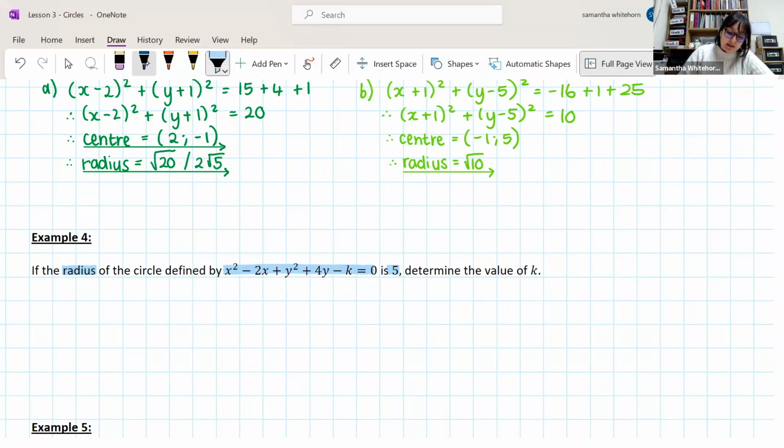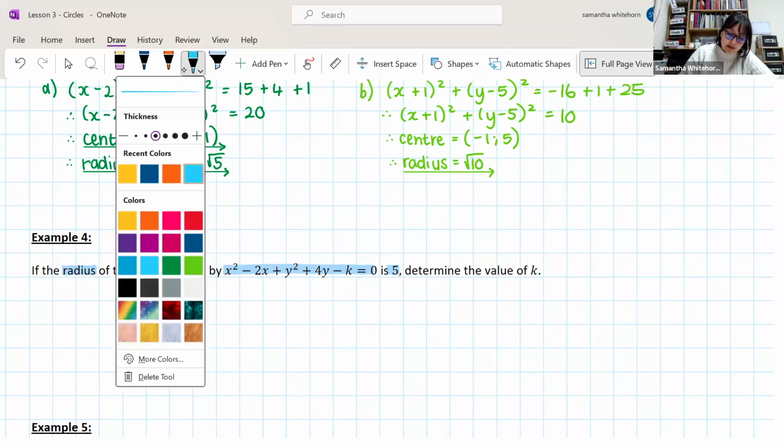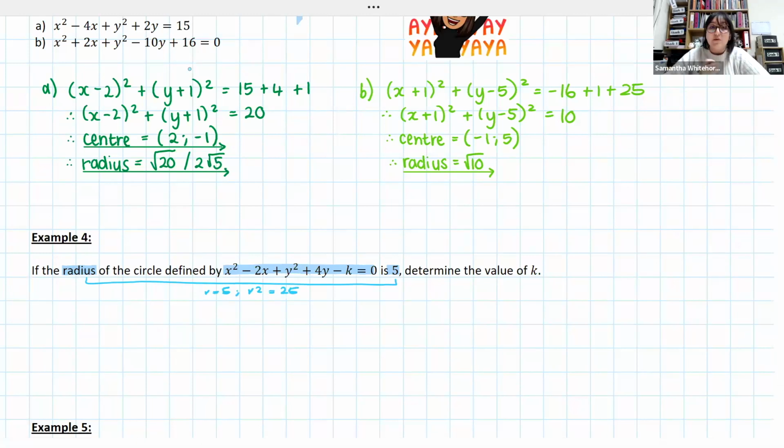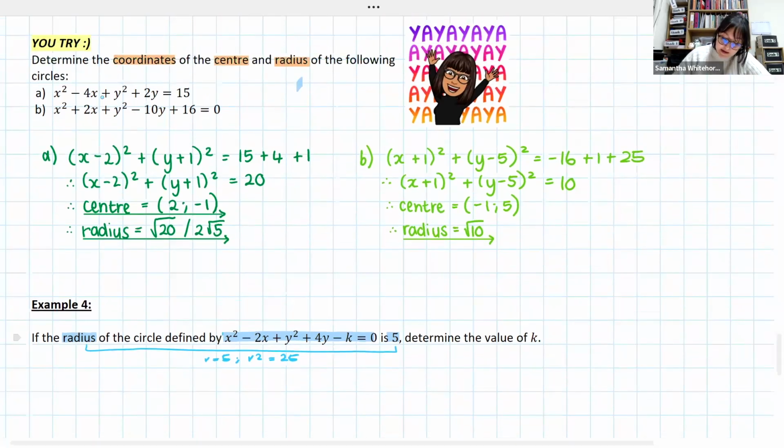So what we need to realize is that I've actually told you exactly what the radius is. I said, if the radius of the circle is 5, so that means your radius is 5, which means r squared is 25. You have all of that information. You have got the equation of the circle. And we should remember that this minus k is the constant. So it is relating to your radius, because remember the constant goes over onto the right-hand side. The right-hand side is equal to r squared, the radius squared. So negative k, the 5, all of that stuff, they relate to each other.